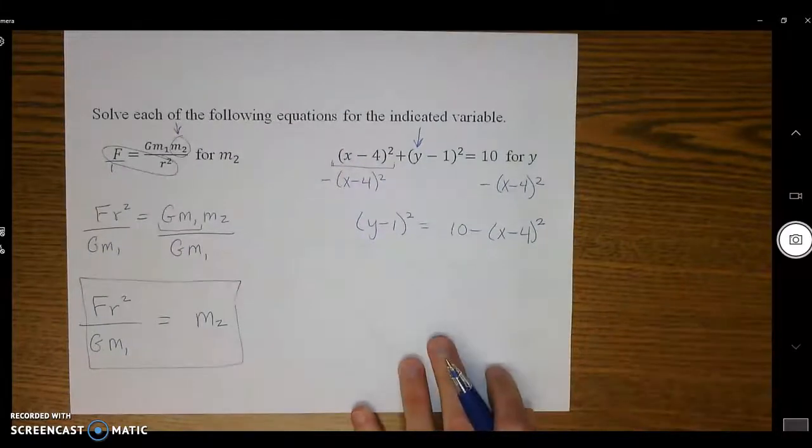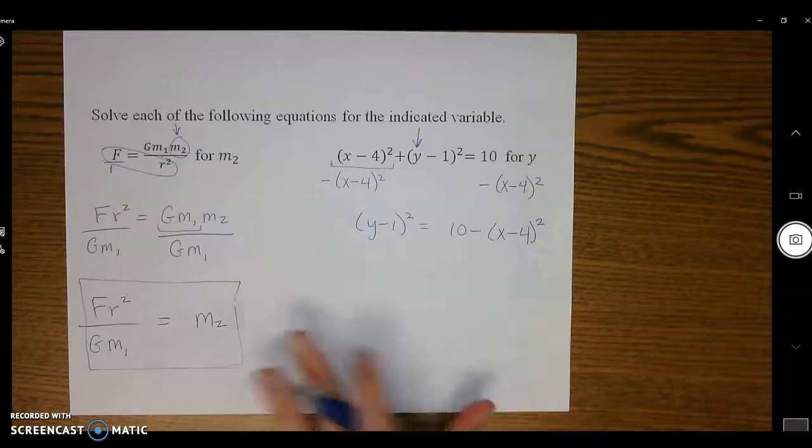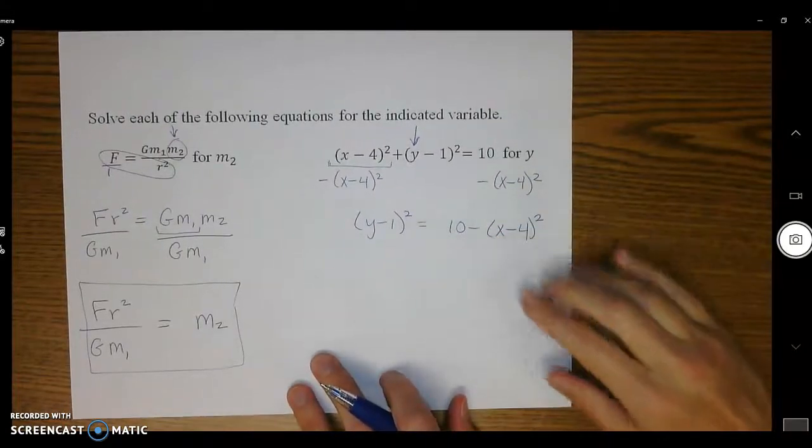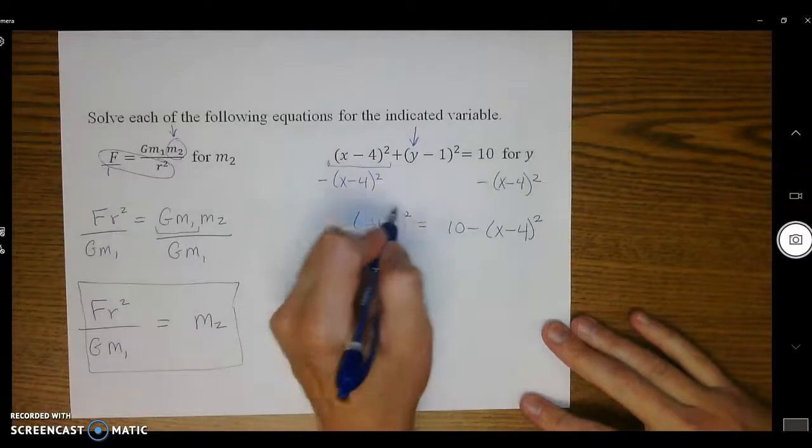Just leave all that like that. You don't need to simplify it. The goal is to get y by itself. So just work on getting y by itself. It's okay that this looks like that. So I'm going to get rid of the square next.